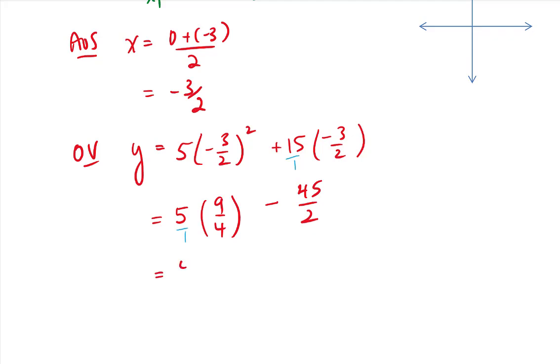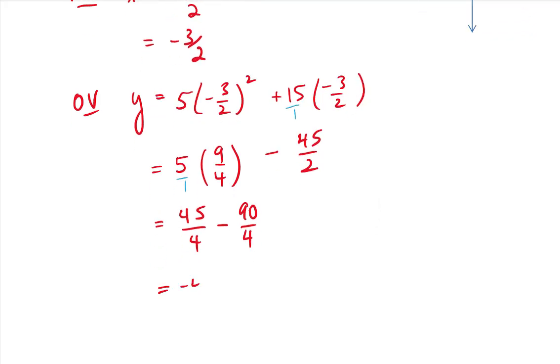So we end up with 45 over 4 minus, making this an equivalent fraction with a denominator of 4. This would be 90 over 4. And we end up with negative 45 over 4 as our optimal value. So this tells us our vertex for this expression is negative 3 over 2 and negative 45 over 4.